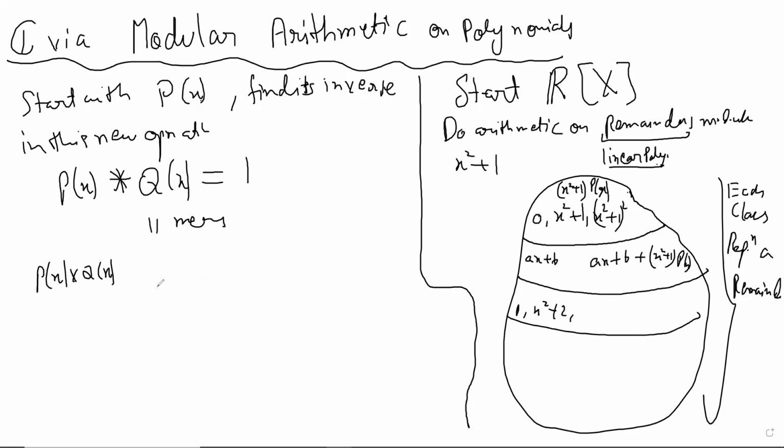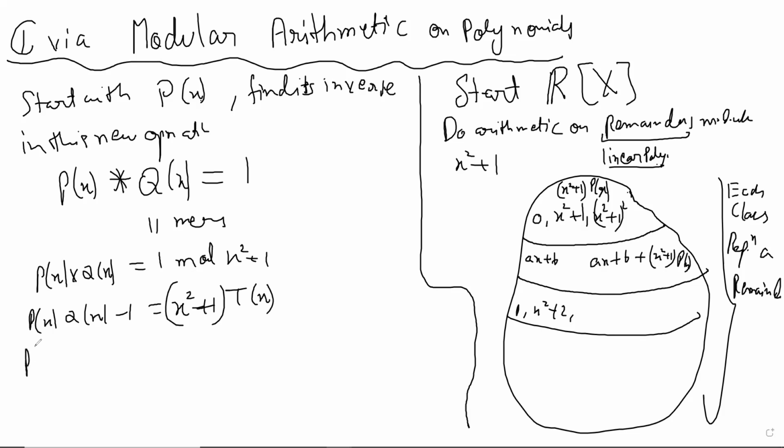Now, what does it mean that this should give the same remainder as 1? As 1 gives when divided by x squared plus 1, which means it just gives remainder 1. Mod x squared plus 1. This, by definition, again means that p(x)q(x) minus 1 should be divisible by x squared plus 1. So this should be x squared plus 1 times, let's just call it t(x). So given a polynomial p(x), we want to find a q(x) and maybe a t(x) also that satisfies this equation.